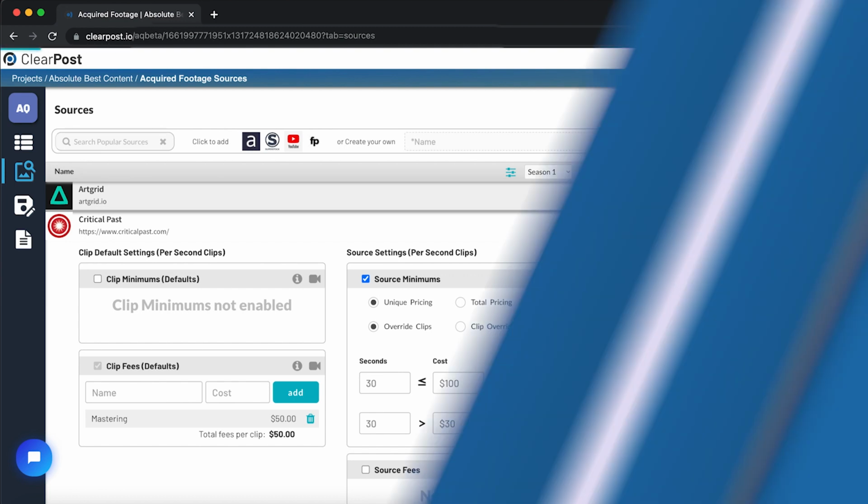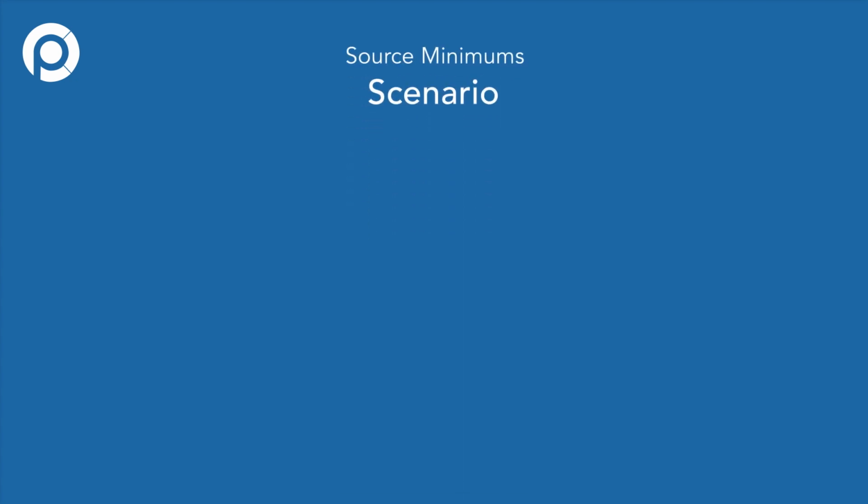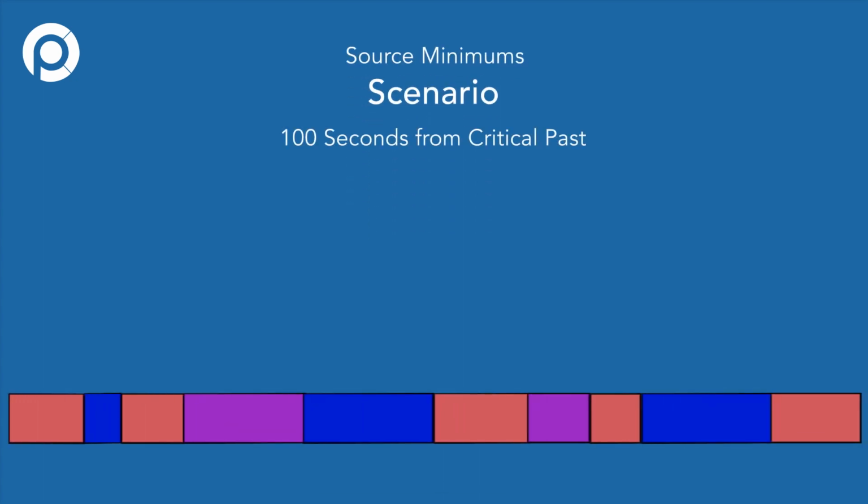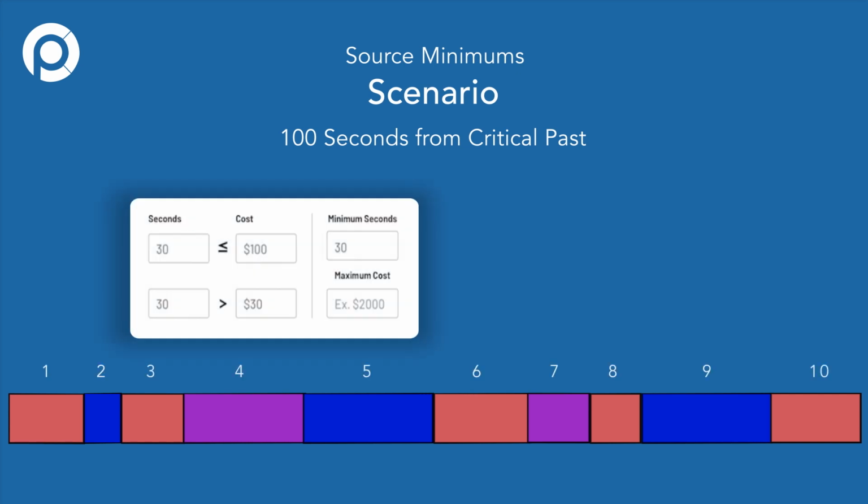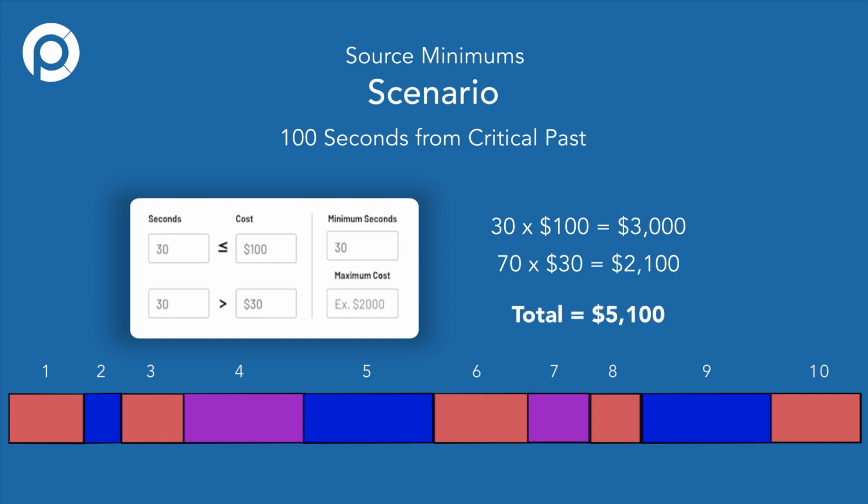Now let's pretend you used 100 seconds of per second material from Critical Past in your edit. Those 100 seconds came from 10 pieces of acquired footage. Using these settings with that usage would yield the following calculated price when using source minimums. The first 30 seconds would cost $3,000. The remaining 70 seconds would cost $2,100, bringing the total for that source to $5,100.